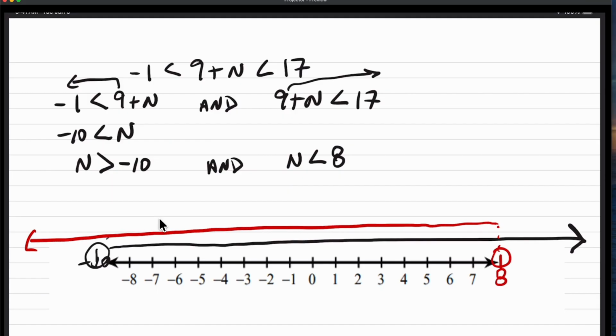So folks, if this is an and problem, again, this is -10 down here, sorry. If this is an and problem, the solution to this is going to be where these two lines overlap. So that's going to be in this section right here. This is the only section where you have both a black and a red line. So if we want to clean this up a little bit, the final solution is going to look like this. We're going to start at -10 with an open circle, and we're going to go all the way to +8 with an open circle. We're going to have 0 somewhere in the middle, and this will be our solution set.